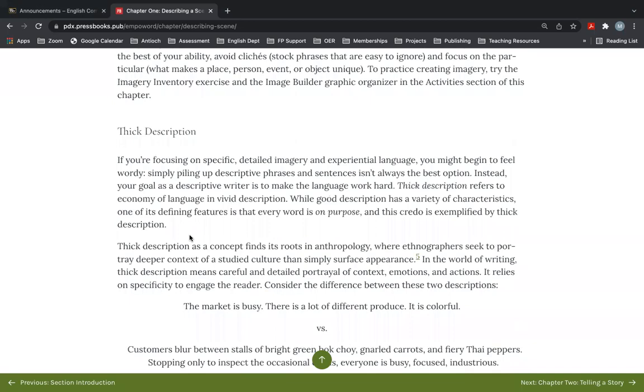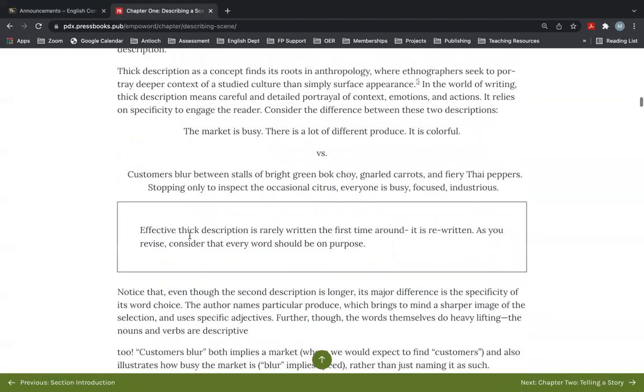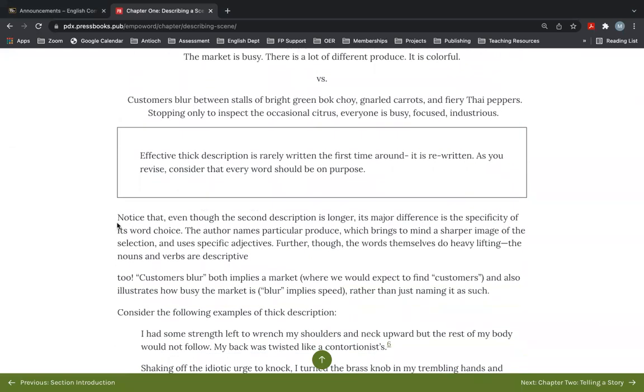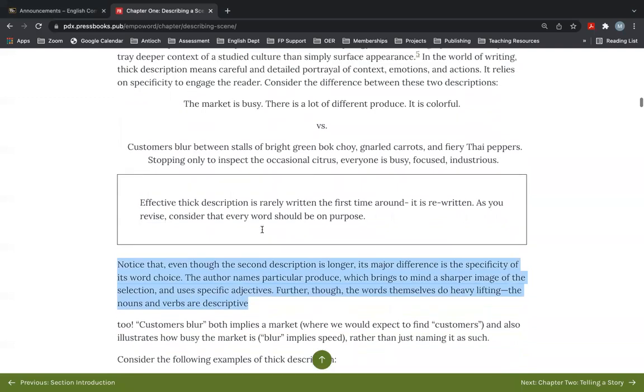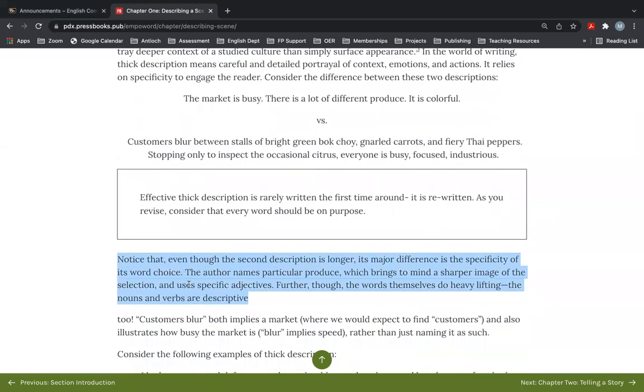So that is one thing I wanted to add when it comes to thinking about description and imagery and figurative language. Now, for the thick description, we have a really good example here. I just want to point out that one of the things the text says is, after you look at these 2 examples, this first one is short. The second one is longer, and the second one is the thick description. So even though it is longer, it provides the reader with more depth of what's happening in that particular scene.